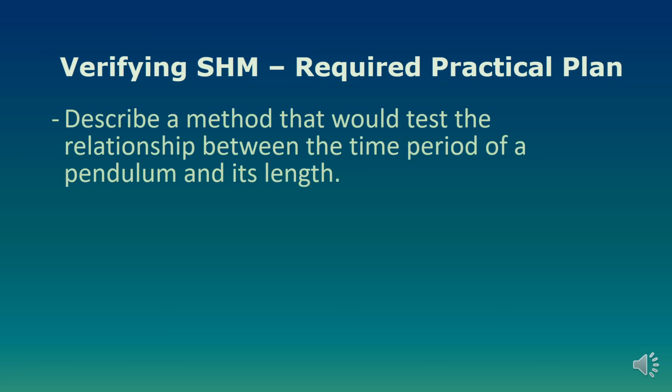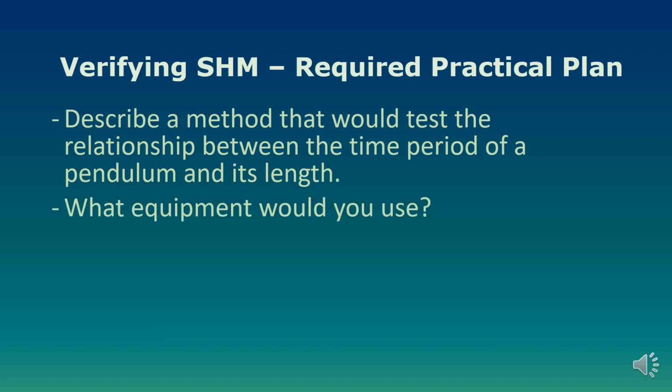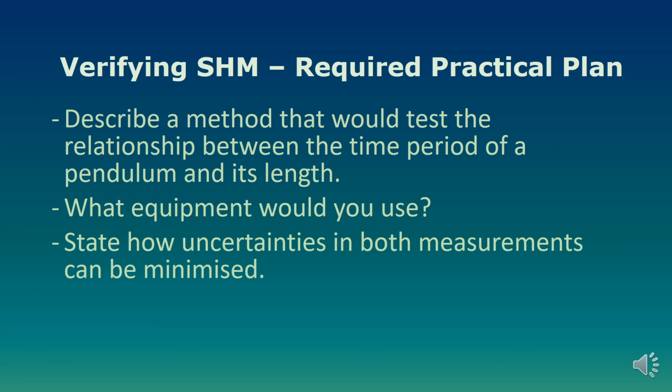For this one, what we're going to ask for is that you describe a method that would test the relationship between the time period of a pendulum and its length. So straightforward in that you can think of what you actually need to do to change the length of a pendulum and measure its time period. But as with last week, we've got to be considering the equipment that we're going to use, again, specifics on the measuring equipment, and then consider how you're going to reduce uncertainty in this. Okay, what practical steps are you going to take so that you reduce the uncertainty in your measurement?